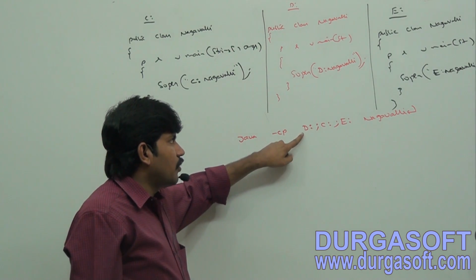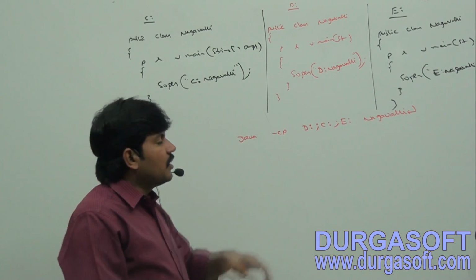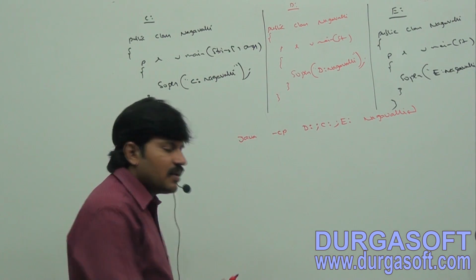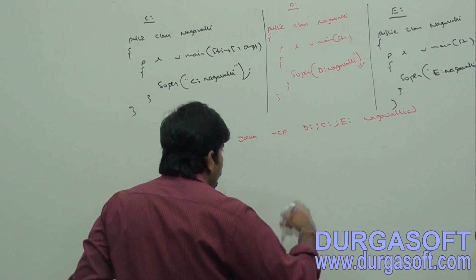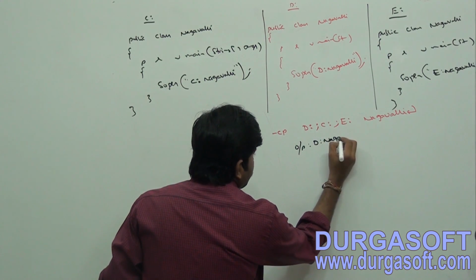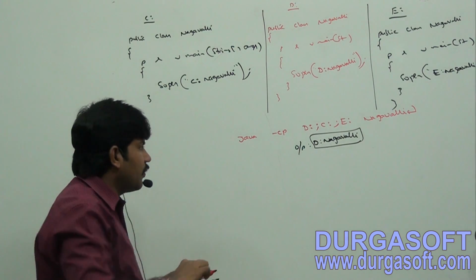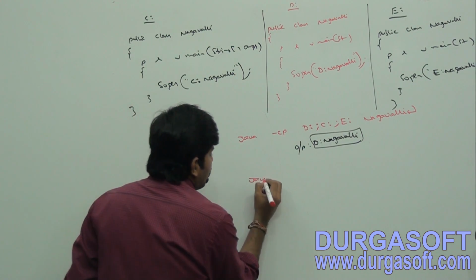JVM requires Nagavalli.class, and it always searches from left to right until a match is available. First it will search in D colon. Is it there in D colon or not? It is there, so it is going to be considered. Then what is the output we are going to get? D colon Nagavalli is the output, right?